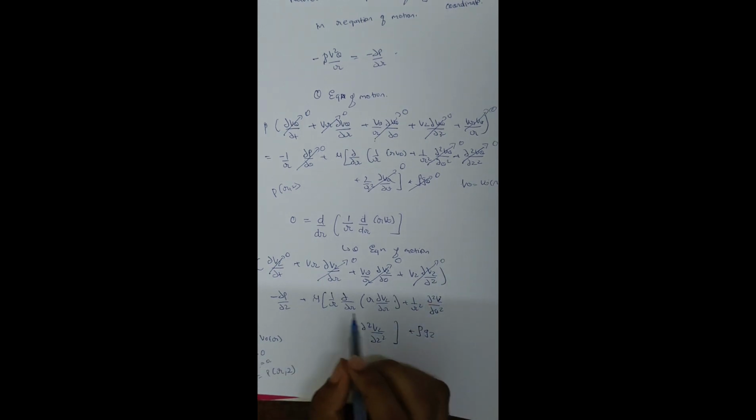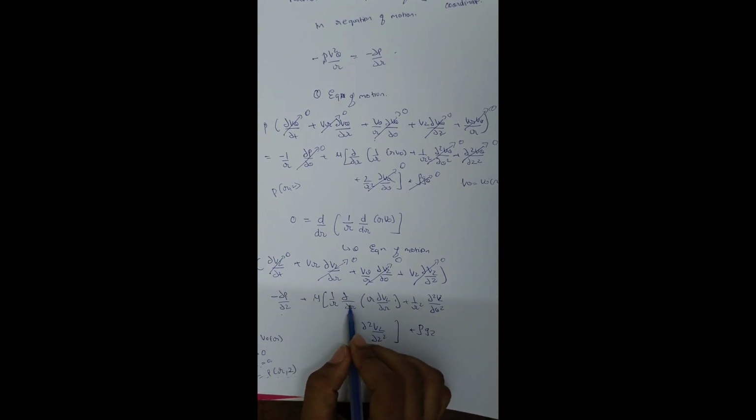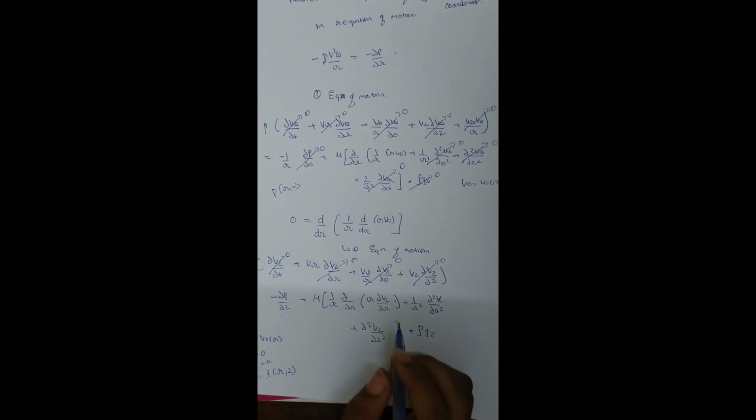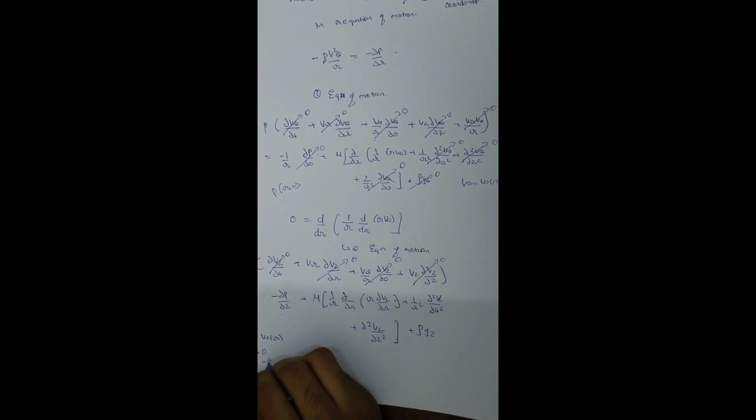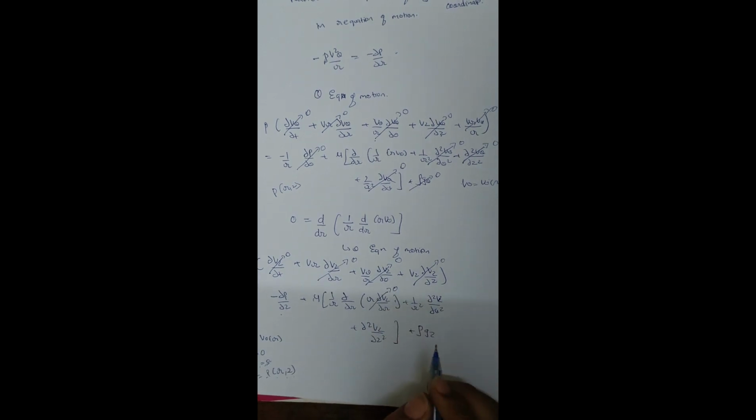Over here, this term is non-zero because p is a function of r and z. So this term is not going to be 0, plus μ (1/r) ∂/∂r(r ∂vz/∂r). This term is going to be 0 because vz is 0, so this is also going to be 0.